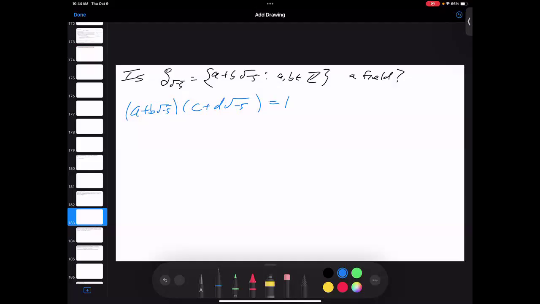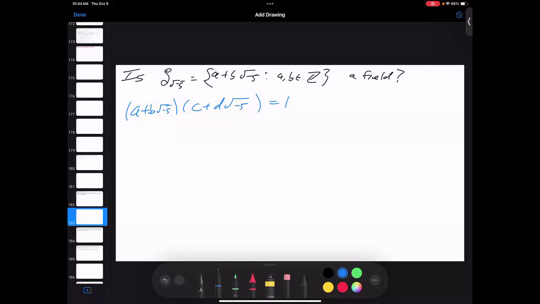So can somebody give me a choice of A and B that might be easy to investigate? Make my life easy. An element that you think might not have an inverse. What would be nice about one of the A's and B's? What would make your life simple? You've done this before earlier today. What should you choose for one of the A or B? 0. So if you choose one of them to be 0, that's going to make your life a lot easier.